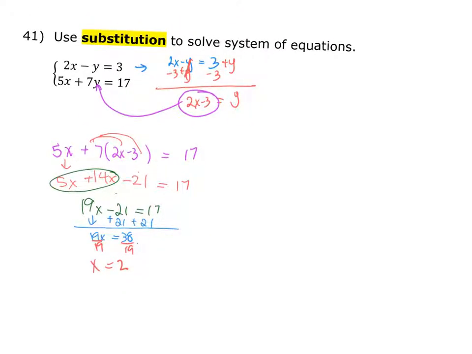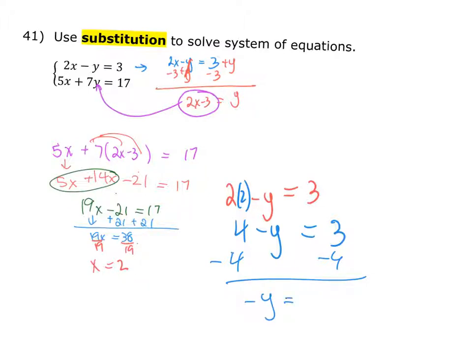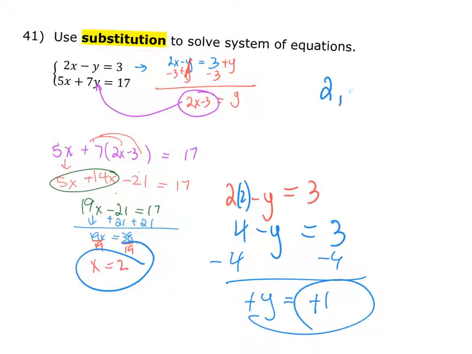So if x is 2 and 2x minus y equals 3, you can plug it into either one of the two, it doesn't really matter. So I'm going to plug it in here. 2 times 2 is 4. 4 minus what is 3? 1. Right? You could do it the long way. Negative y is equal to negative 1, so y equals positive 1. So when x is 2, y is 1.